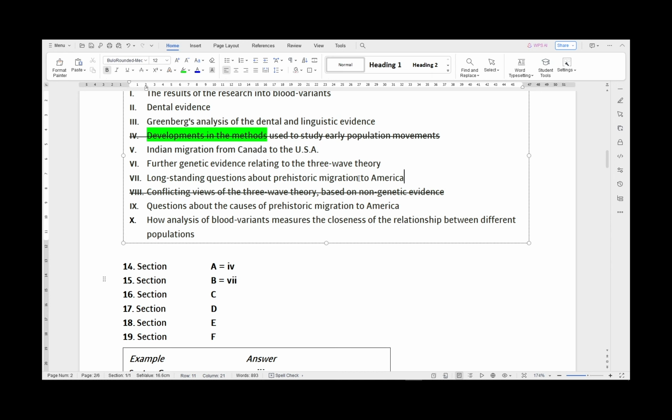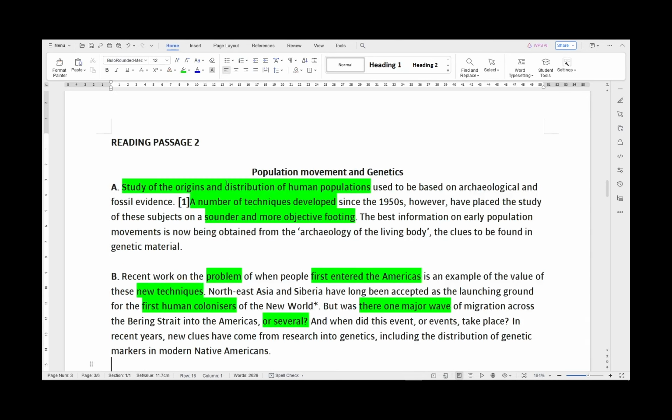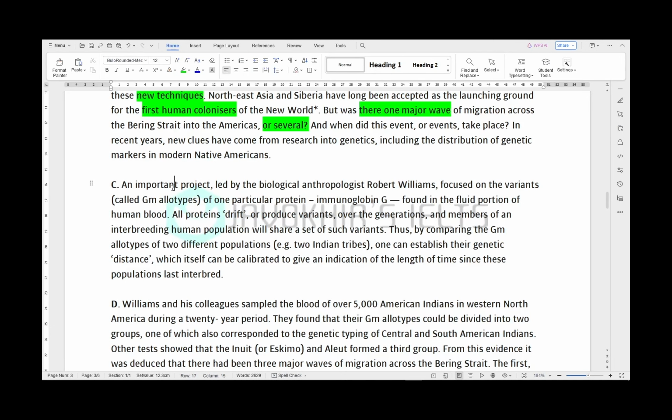We're not going to think about that for a very long time because we have very limited time. Now, paragraph C, an important project. We have the important project led by the biological anthropologist Robert Williams, focused on the variants called GM allotypes of one particular protein, immunoglobulin G, found in the fluid portion of human blood. So okay, we have human blood.